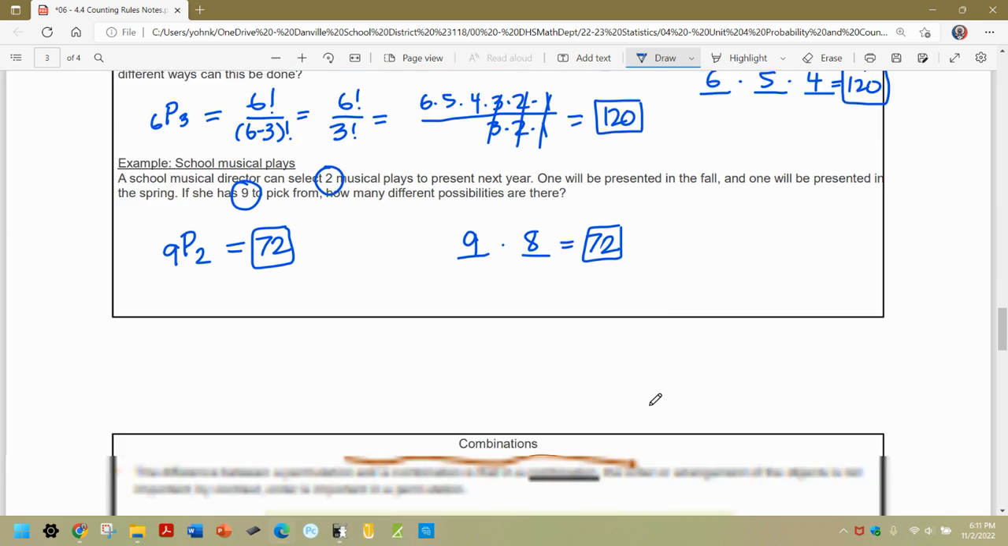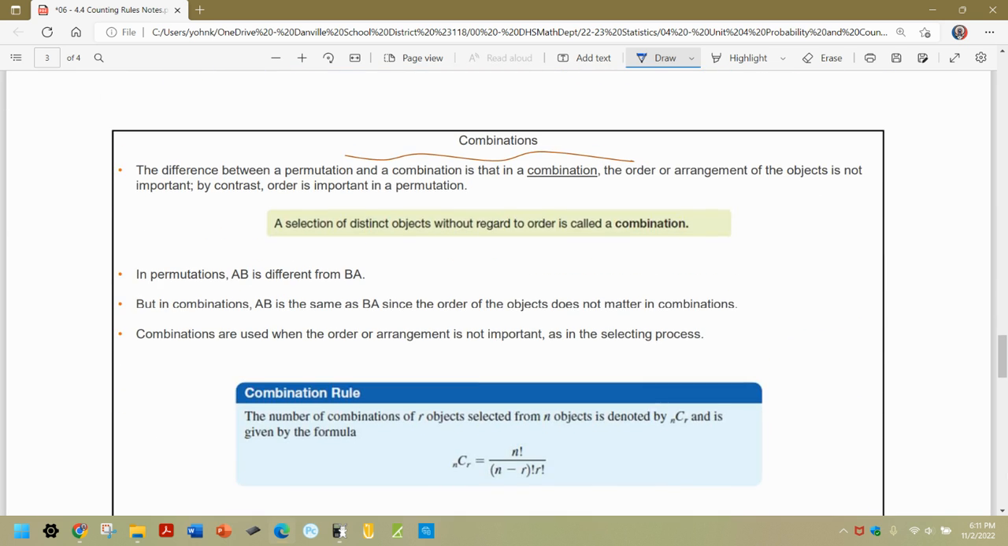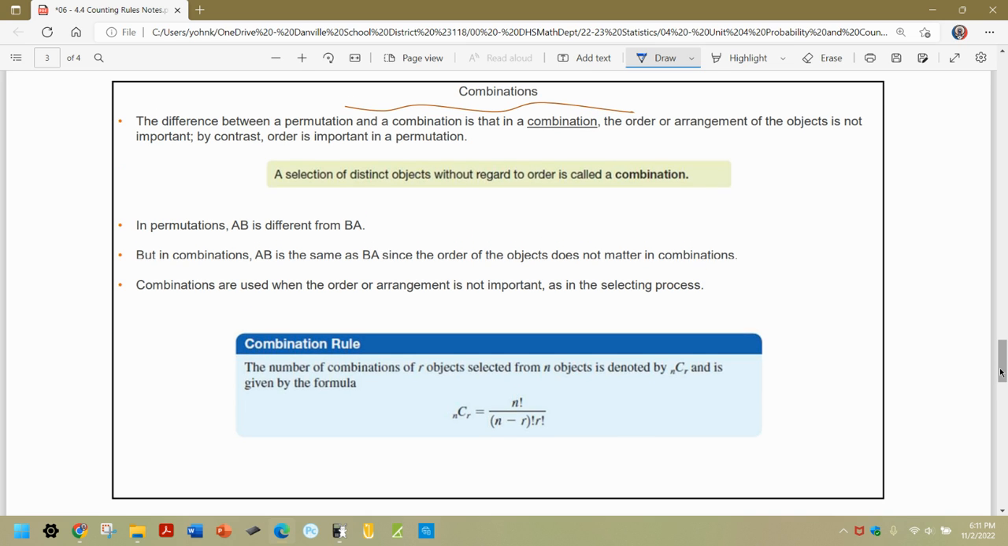All right, now what if order doesn't matter? We now have something called a combination. So the difference between a permutation and a combination is that in a combination, the order or arrangement of the objects is not important. So remember, in contrast, order is important in a permutation. So a selection without regard to order is called a combination. So here at the bottom is your formula. Little n, big C, little r. Again, the n is always going to be the bigger number.